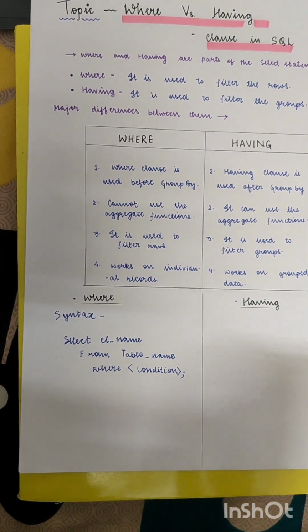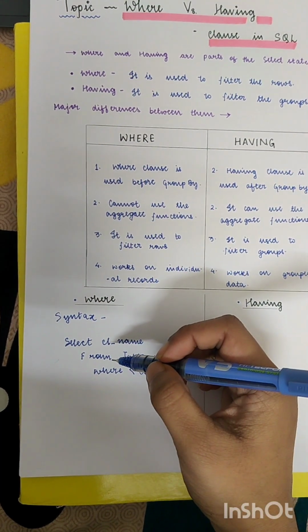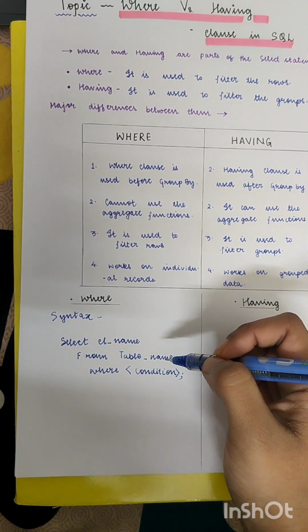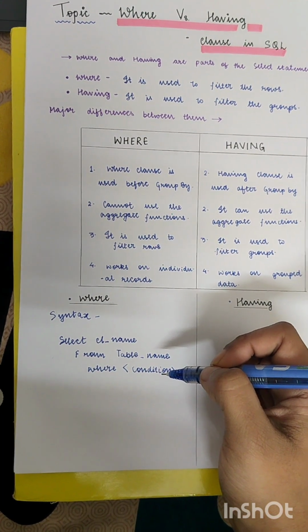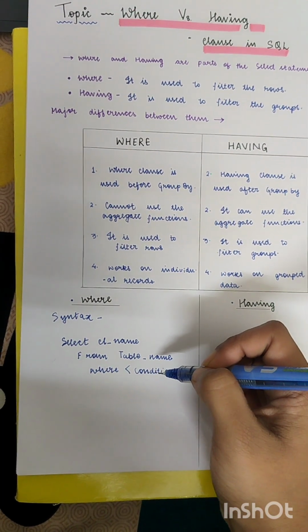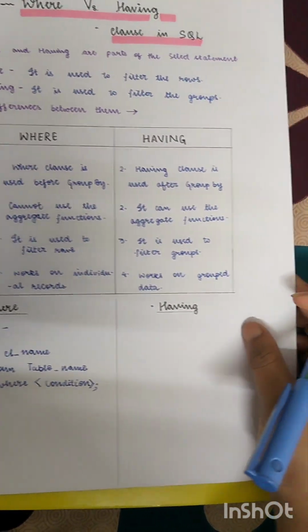The working principle: the FROM clause will execute first. It will go to the table name, then it will fetch the rows where these conditions are matching. After that it will select it and then show the data. Now the HAVING clause.